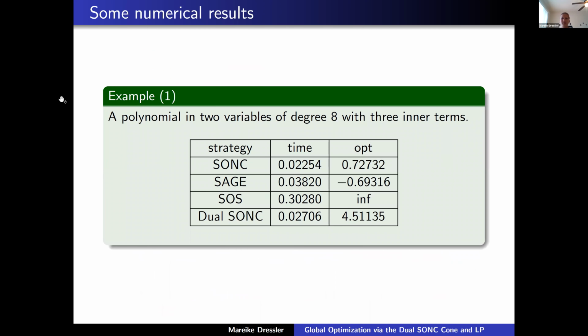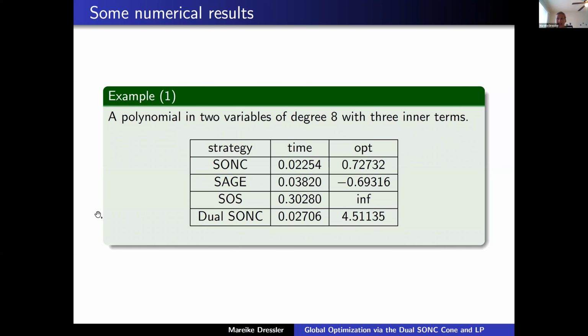Okay, so the first example discusses a polynomial in two variables of degree 8 with 3 inner terms. And this is somehow an example of what we expect. So the best bound here is provided by the SAGE algorithm, but both the SONC and the dual SONC approach have better runtimes, where again the SONC approach has slightly higher runtime than the dual SONC. And again, this is due to the fact that we may have to solve many linear programs.